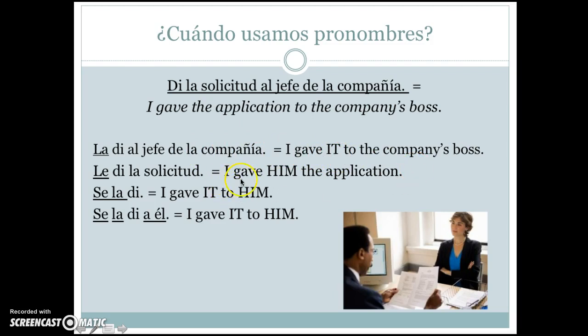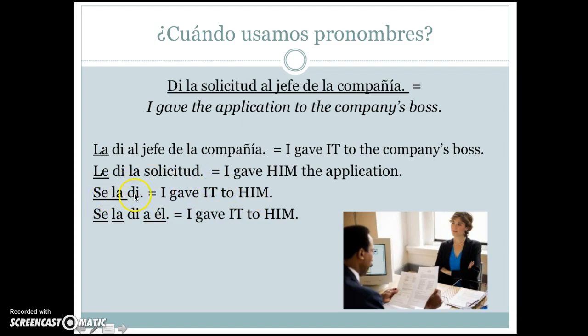We can also say, I gave him the application. Well, him, now it's to who did you give the application? We have an indirect object pronoun, and we're going to use the pronoun le. Again, it goes before the conjugated verb. Le di la solicitud.